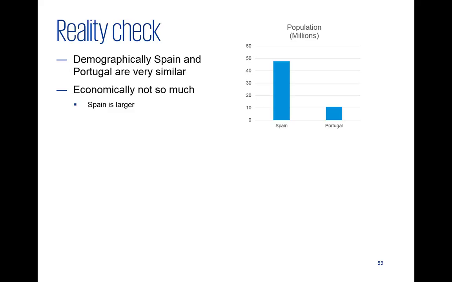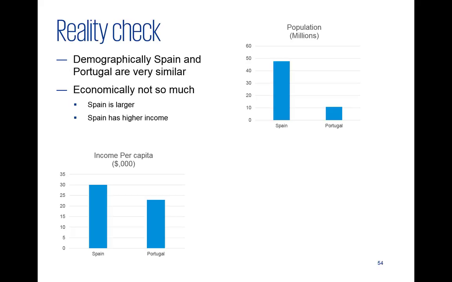To start off with, Spain is much bigger than Portugal. Despite what those regulations say, Spain is somewhere between 4 and 5 times the size of Portugal when it comes to population. All right, important to note. Another key issue to keep in mind, Spain has much higher income per capita than does Portugal. So whereas Portugal has an income per capita of about $23,000, Spain it's above $30,000. So that's going to have a factor.